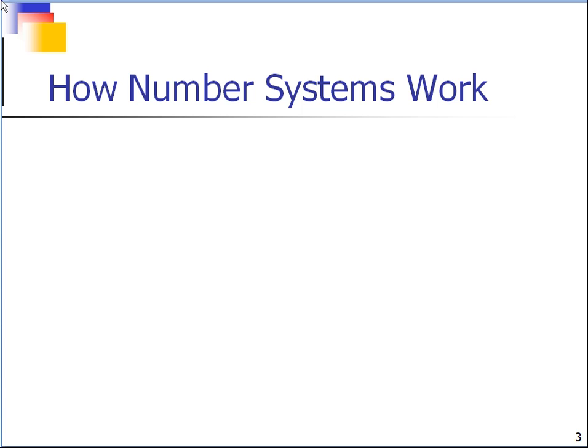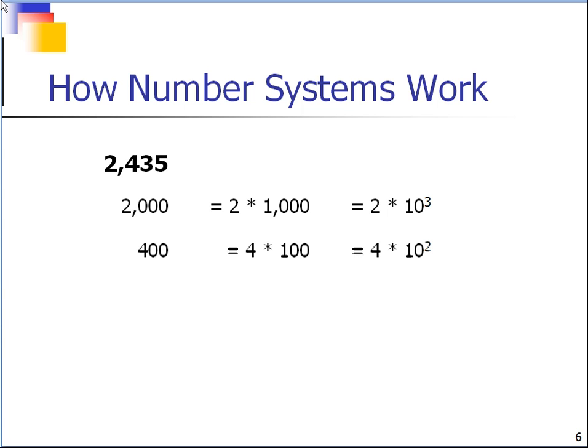How do number systems work? This is some principles of how our whole math system works. You need to understand these before you can convert to a different numbering system. Let's take the number 2,435. I think you would agree that it's composed of 2,000, which is 2 times 1,000, which is 2 times 10 cubed, or 10 raised to the 3rd power.